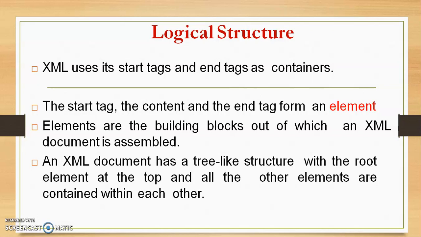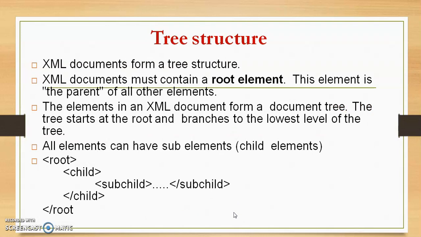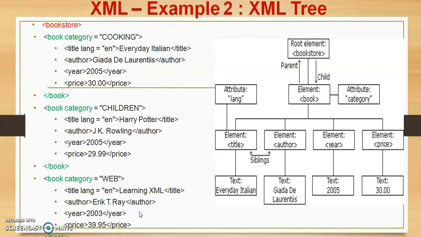An XML document has a tree-like structure with the root element at the top, and all other elements are contained within each other. So the logical structure of the XML document is represented as a tree-like structure. All XML documents must contain a root element. This element will be the parent of all other elements. So we can have a structure where the root element is first, followed by the child element, followed by the subchild element, and the closing of every tag. And here is an example given for the XML tree.